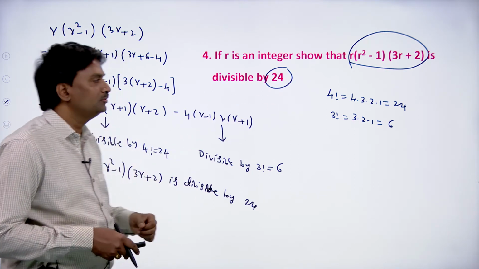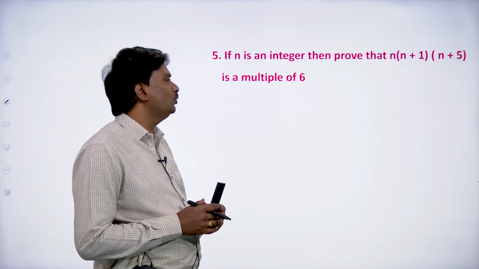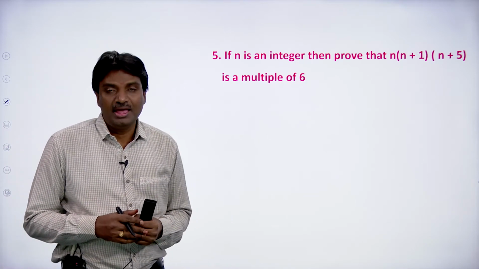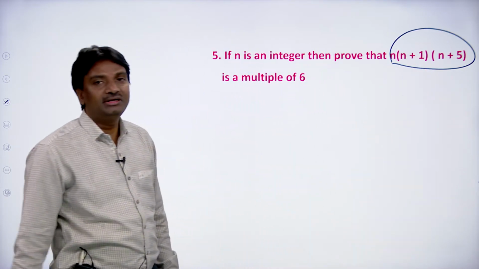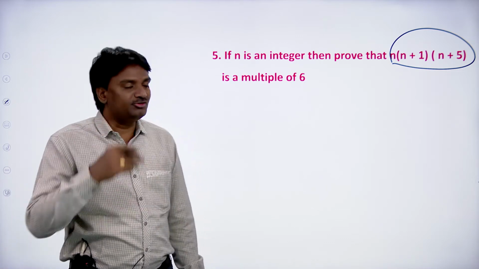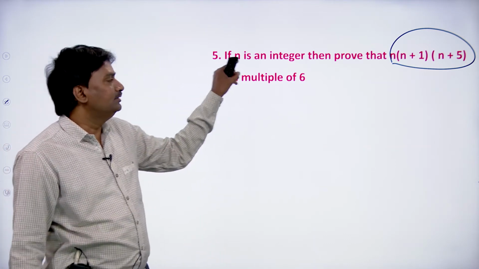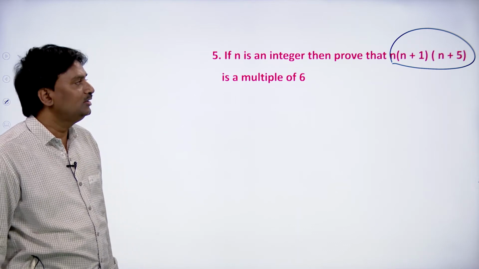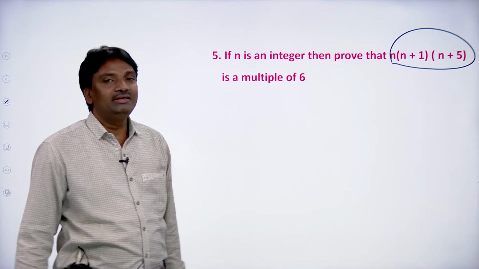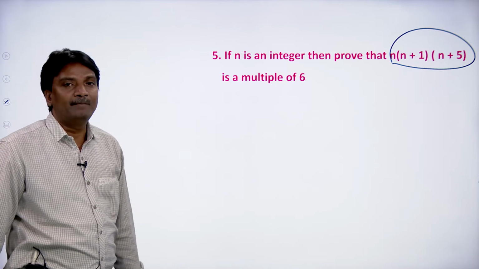Okay. Now let us go to the next problem. If n is an integer, then prove that n into n plus 1 into n plus 5 is a multiple of 6. Multiple of 6 means we have to prove this expression is divisible by 6, just like the above problem. In the above problem, we have r is an integer. In this problem, we have n is an integer. n into n plus 1 into n plus 5 is a multiple of 6.